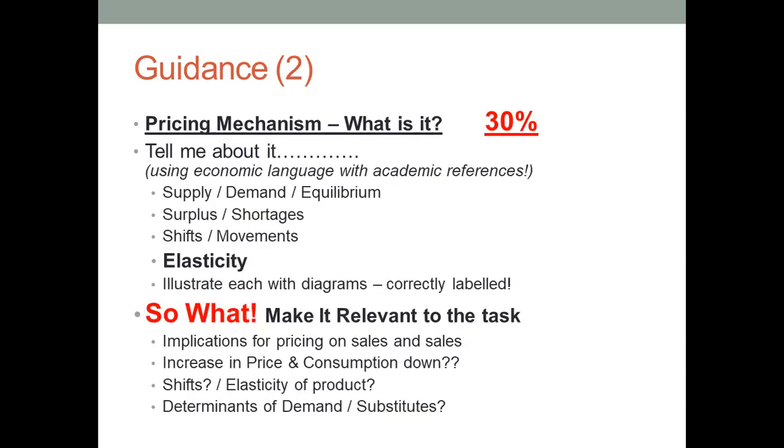The second area, the pricing mechanism, and we're looking at about 30%. And again, this is probably the area we've gone over the most in the class. So tell me about it. Explain to me what supply is. Explain to me that as the price of a product or a service is more expensive, more people want to supply that because you can make a lot of profit on it.